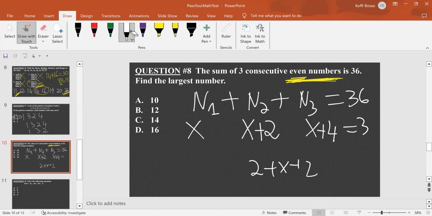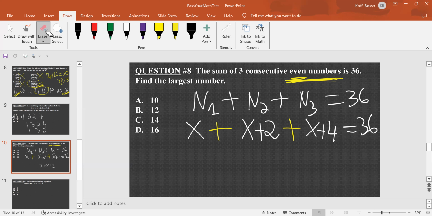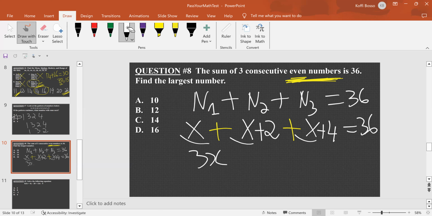And they say the sum is 36. So if I add all of this, let's use a different color to make it clear. So that's the way you write down the equation. Now let's solve it. We can combine like terms, which are the x's. So we have an x, an x, an x, which means we have a 3x. Now we have a 2 and a 4. So 3x plus 6 is equal to 36.